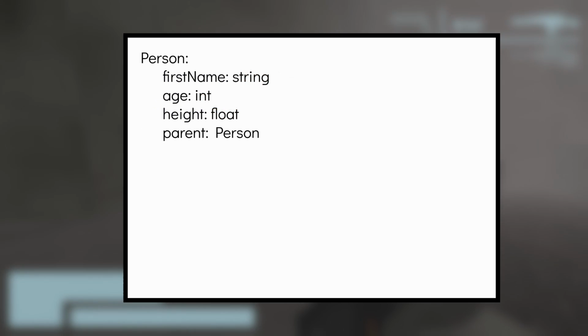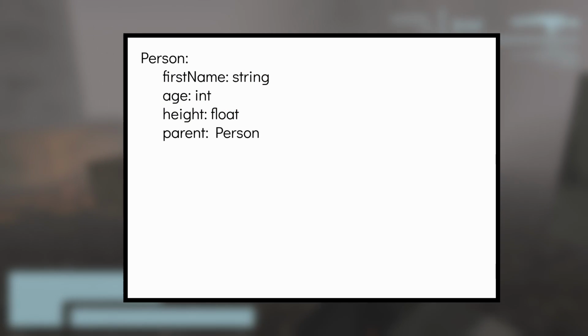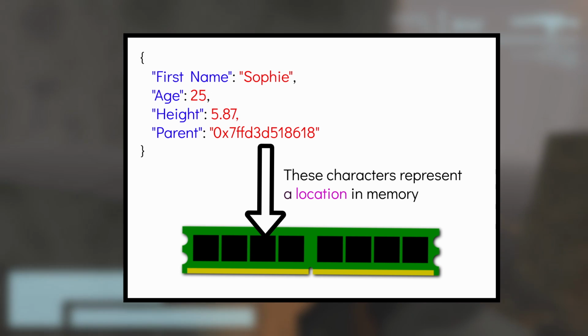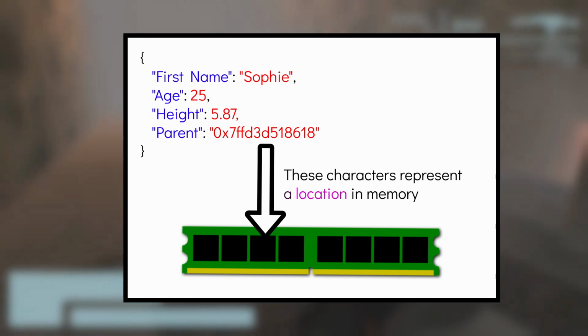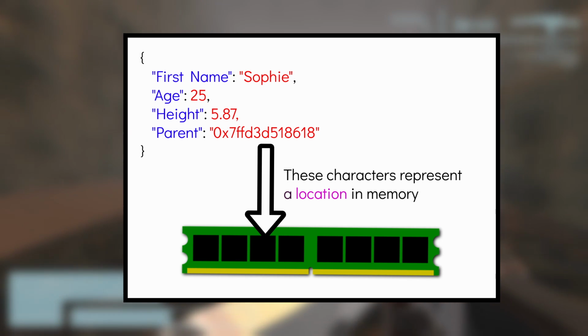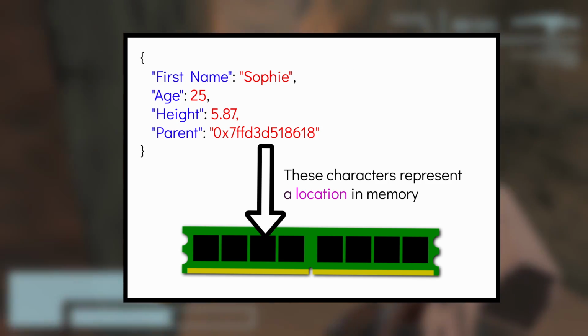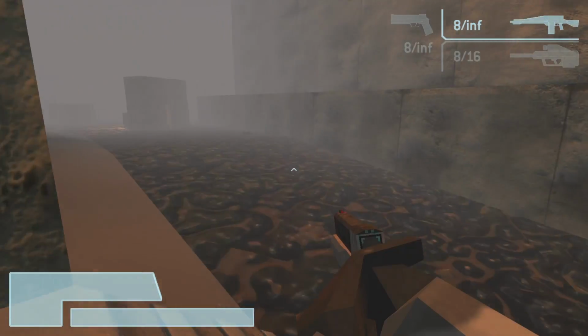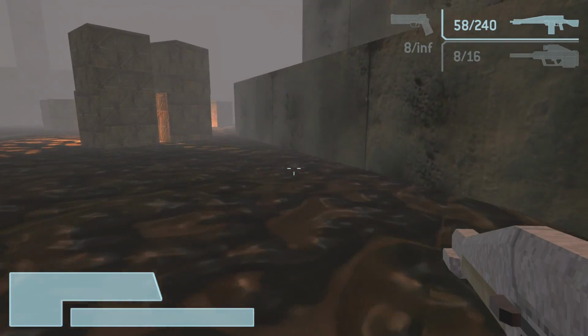Now, let's pretend a person also consists of their parent. How would we store the person now? Computer programs will solve this problem by having a reference to the object be stored instead of the object itself. That basically means this person consists of now a first name, age, height, and a location in memory to another person. The problem with this approach is that memory locations cannot be reconstructed at another point in time.